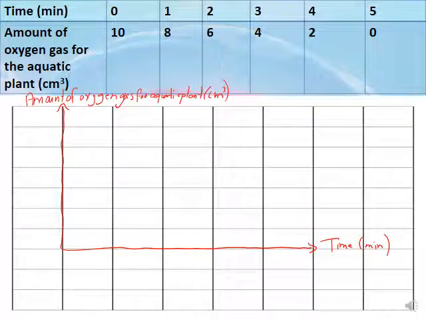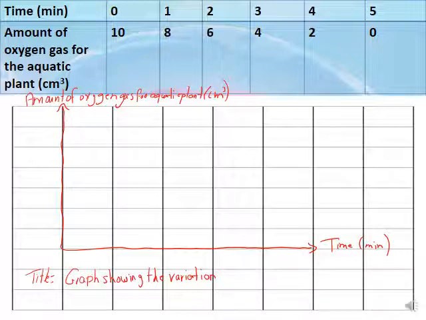This is the title of the axis. It's done. Now the title for the graph. The title for the graph is always "Graph showing the variation". You have to write always graph showing the variation of what?